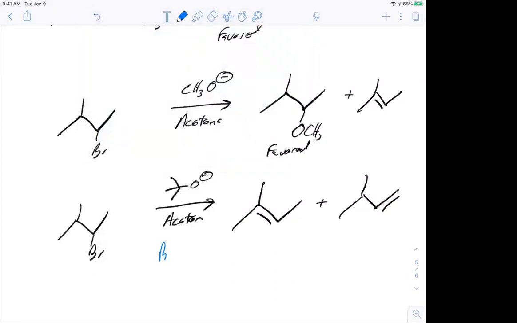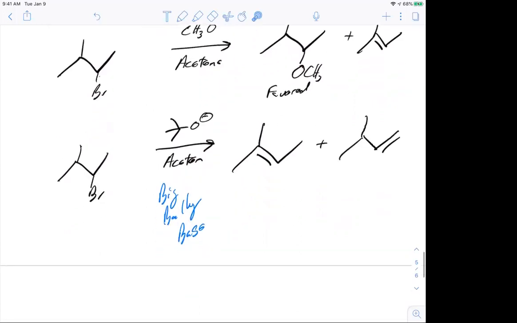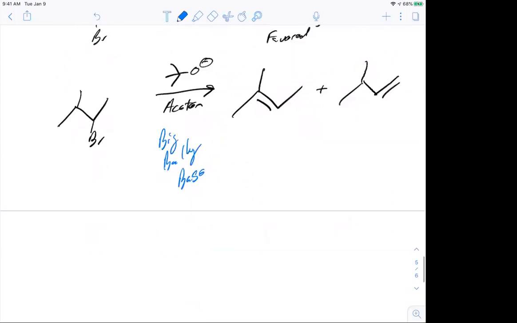Why is that in the second case? Well, here I've got a big, bulky base. So if I add a big, bulky base, I'm not going to get the backside attack. Remember that our nucleophile needs to attack the backside of the anti-bonding orbital to give us the SN2 product. Here I've got this big bulky base, and it's not going to be attacking that side. We can also use non-nucleophilic type bases.